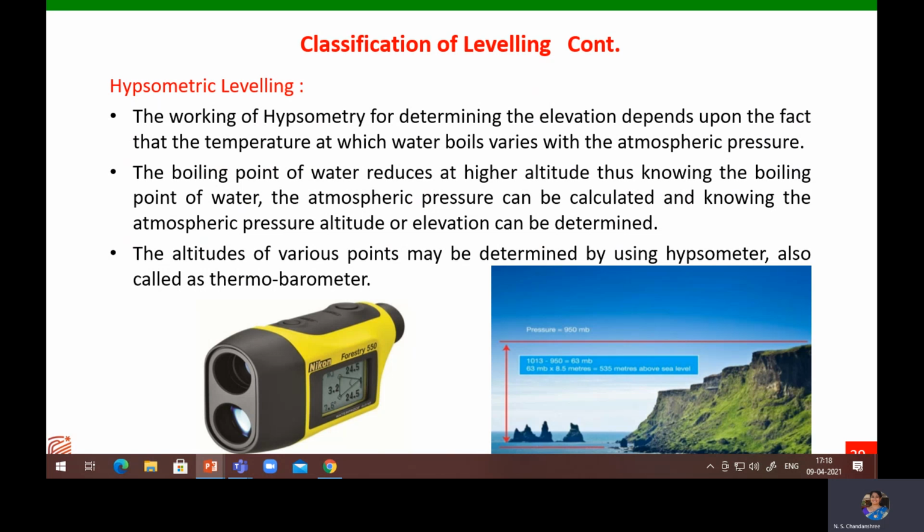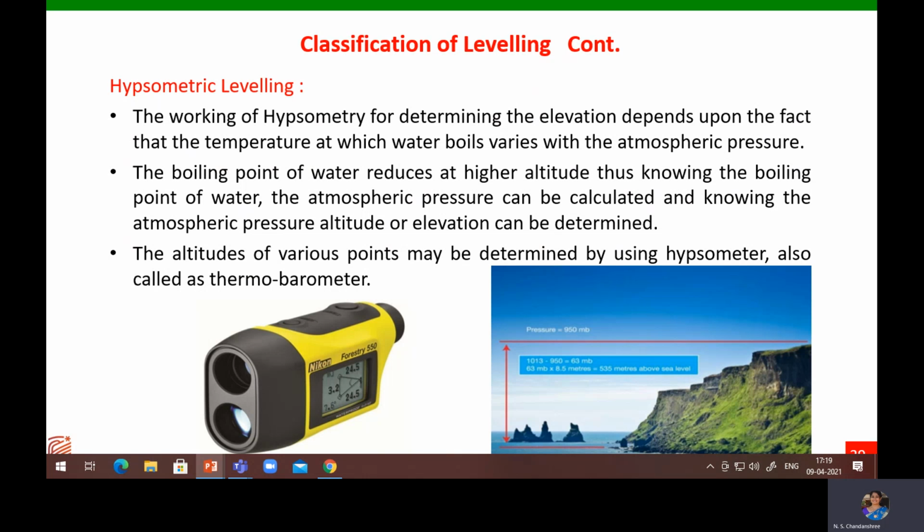Next is hypsometric leveling. The working principle of hypsometry for determining the elevation depends on the fact that the temperature at which water boils varies with the atmospheric pressure. In barometric leveling, we learnt that as the elevation changes, the pressure also changes. Here in hypsometry, the basic principle is that the boiling point of water is reduced at higher altitude. As the pressure varies, the boiling point also changes.